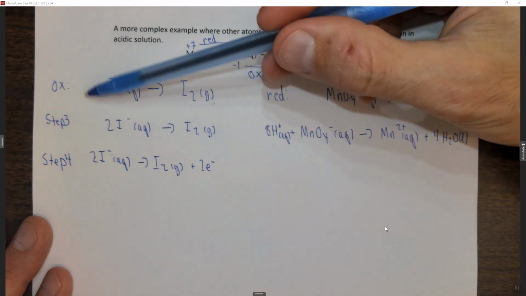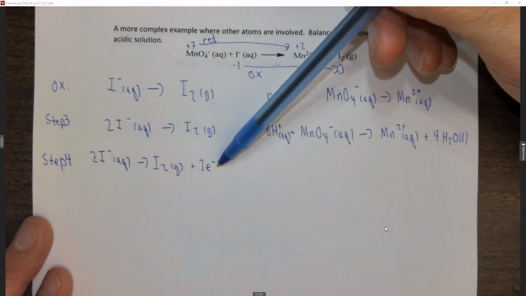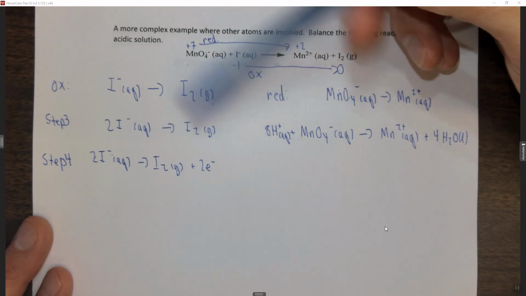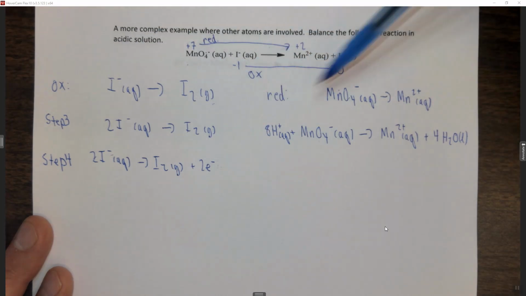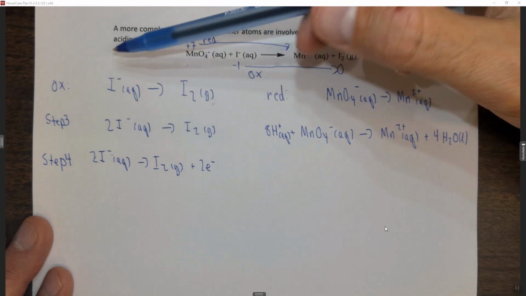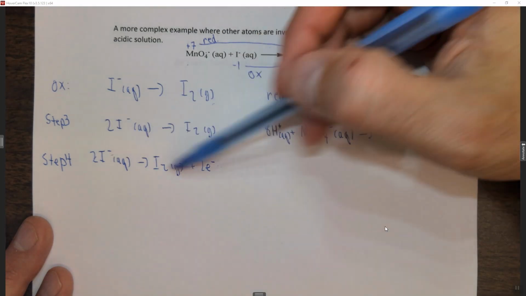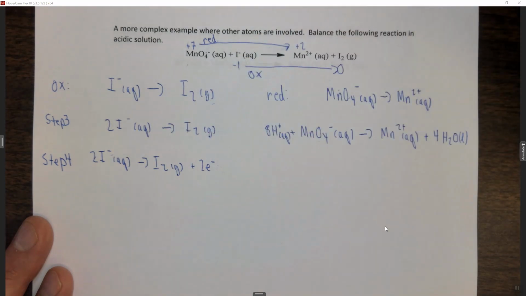Note that for your oxidation half reaction, your electrons have to be products, okay? So if you have this backwards, maybe you have this as a reduction half reaction, but you need to make sure that your electrons are products or electrons are given off because oxidation is losing electrons. Note that we're balancing the overall charge, not the oxidation states.